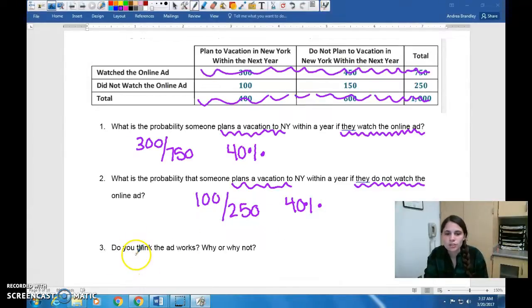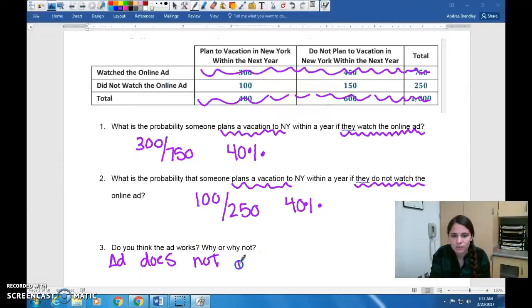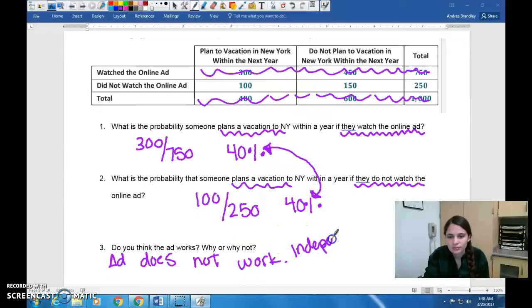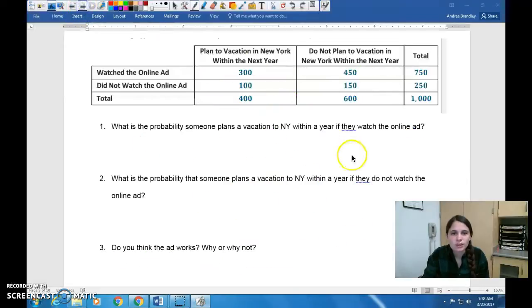So then our last question asks, do you think this ad works? Why or why not? Well, it seems to not matter whether or not they plan a vacation or don't plan a vacation, depending on whether or not they watch the online ad. So I would say the ad does not work because it has no effect on whether or not they end up planning a vacation. Because these percentages are the exact same, regardless of what happens, we're going to say the ad does not work. And when that happens, this means that these two events are independent of each other. Okay, so let's talk about conditional probability if we don't have a two-way table.